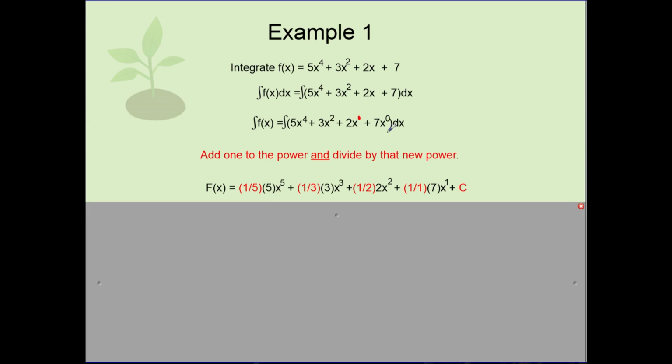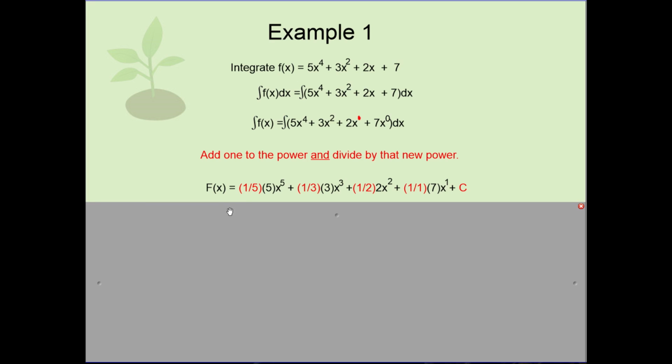And then finally, right here, 7x to the 0, well, we have x to the 0th power plus 1 is going to be x to the 1st. Divide by 1, so of course 1 over 1 is just going to be 1, times 7x to the 1st power plus c.